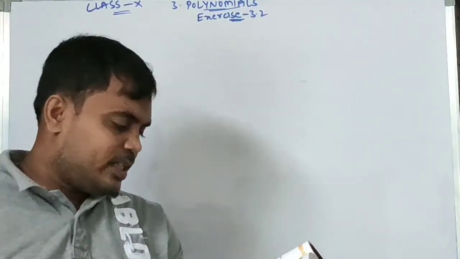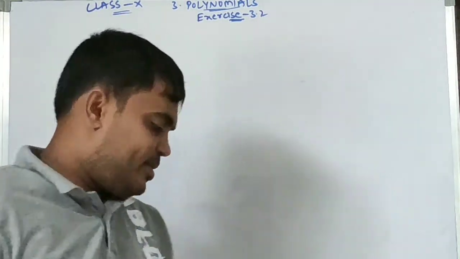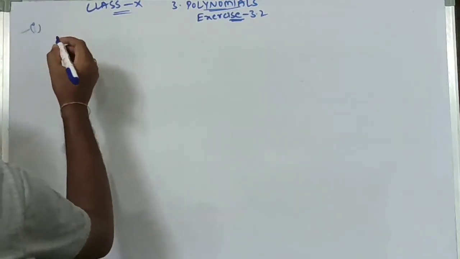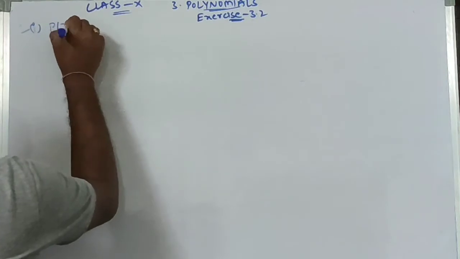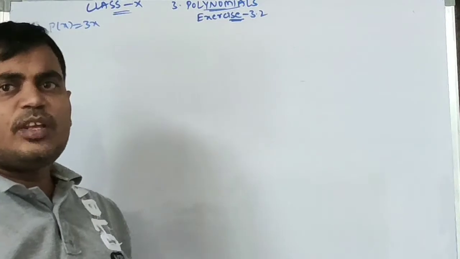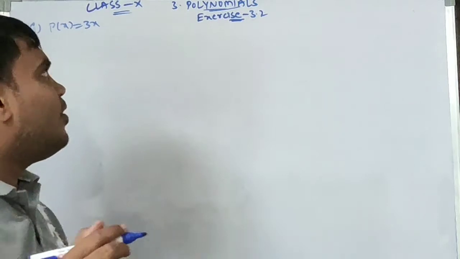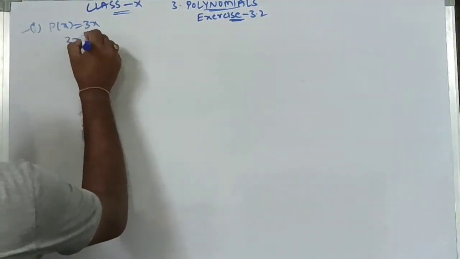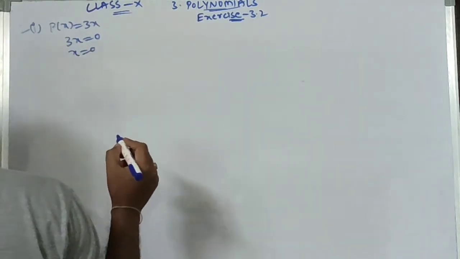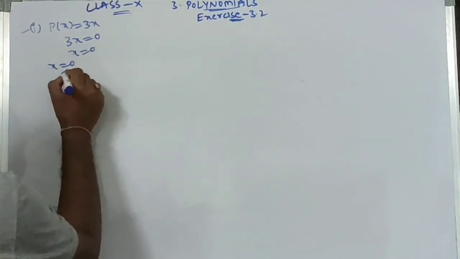Exercise 3.2, second question. Find the zeros of the polynomials. First one, p of x equal to 3x. If we need the zeros of the polynomial, we need to make that polynomial equal to 0. 3x equal to 0. Bringing 3 outside, x equal to 0. So x equal to 0 is the only zero. Therefore x equal to 0 is the zero.